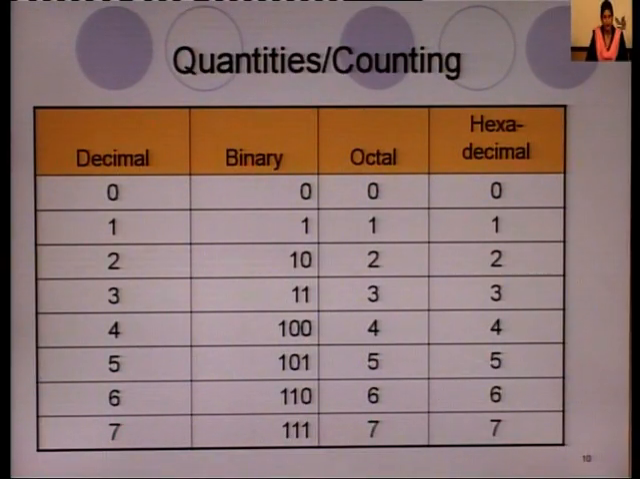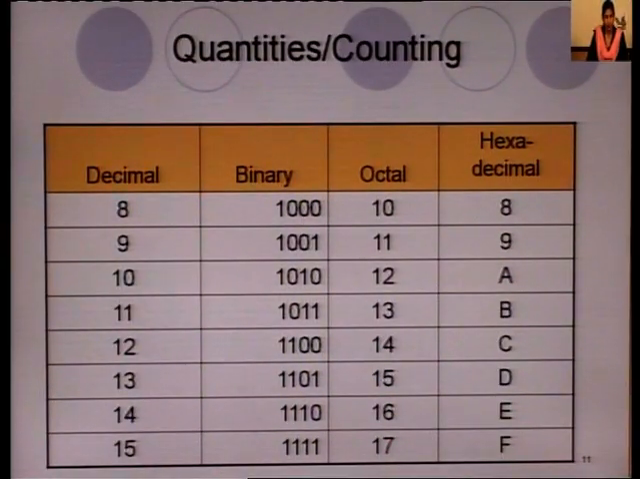Here in every number system 0 is represented by a 0, and again in each number system 1 is represented by a 1. If the value is 2 in decimal, then in binary it is represented by 10, in octal it is represented by 2, and in hexadecimal it is represented by 2. Then up to 7, the representation is the same in decimal, octal, and hexadecimal, but in binary it is different. In binary it is represented in the form of 1 and 0 only.